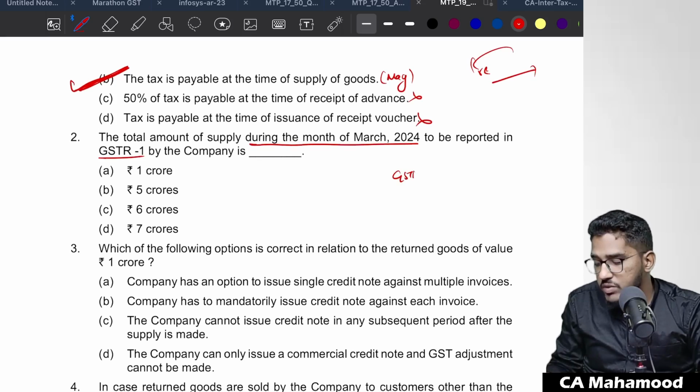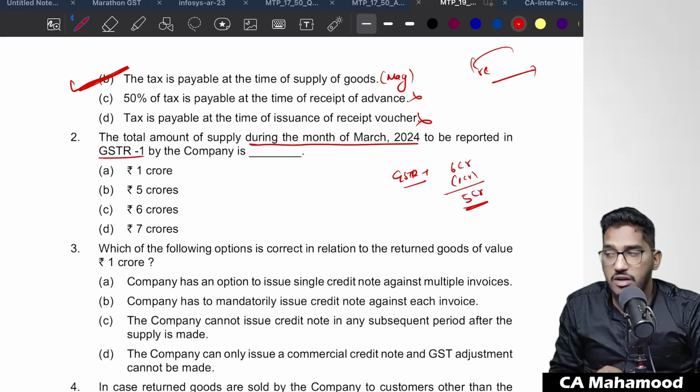In total GSTR1, what will be the amount of supply? 6 crores will be your outward supply, but however, credit notes worth 1 crore are also there. So net in your GSTR1, how much amount of supplies will be there? 5 crores worth of supply will be there. So option will be B.